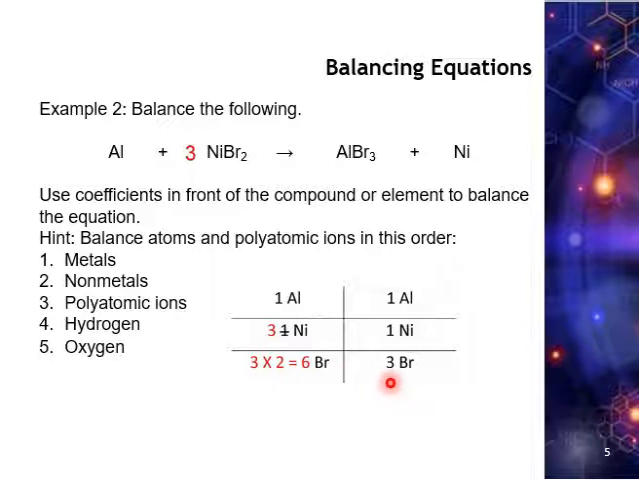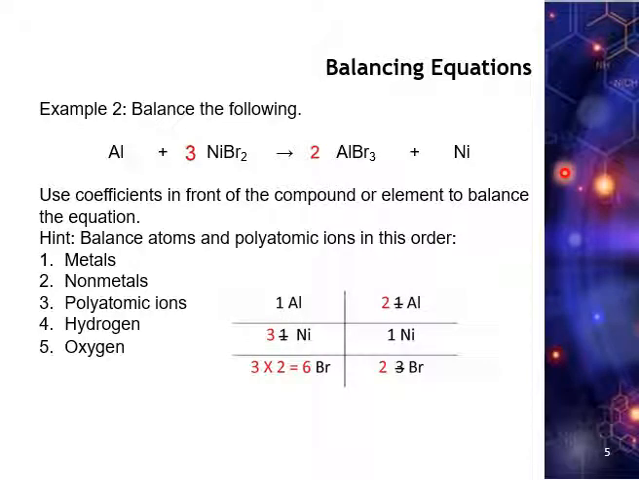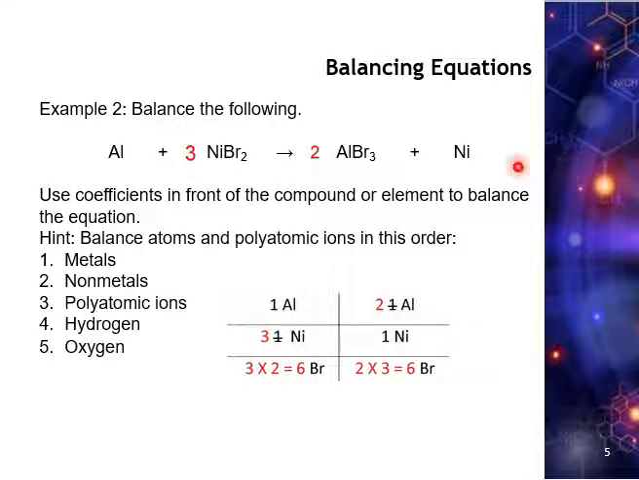Now I need to fix the bromines on the right. I have a 3, I will multiply the aluminum bromide by 2. And when I do so, that means I'm going to get 2 aluminums, and 2 times 3 is 6 bromines. I have 6 bromines on both sides, so my bromines are balanced.